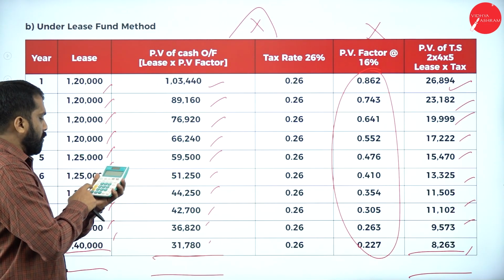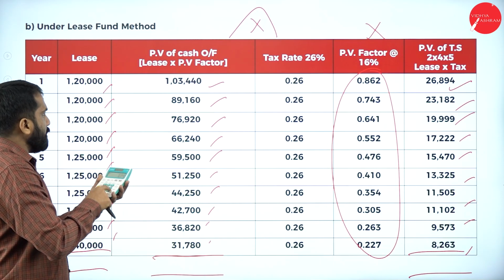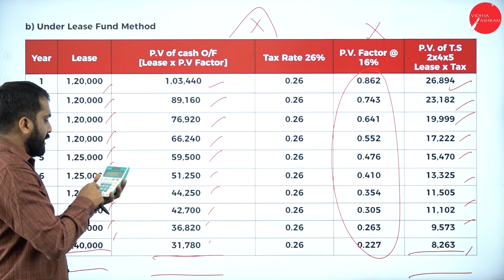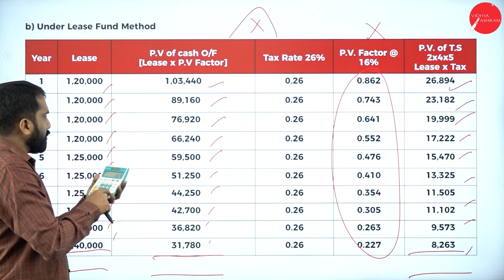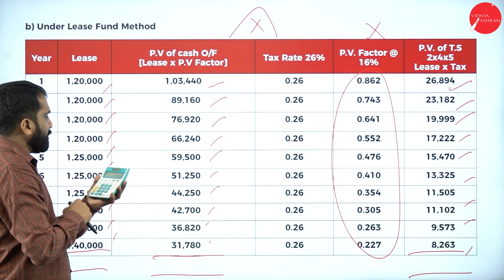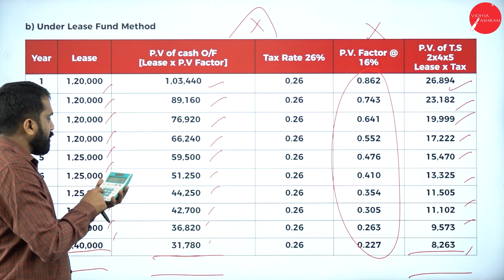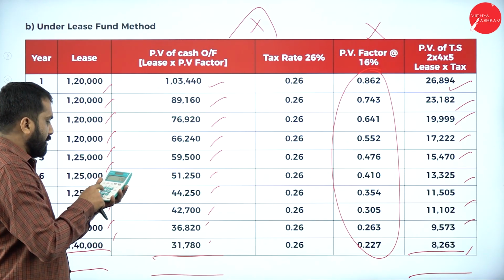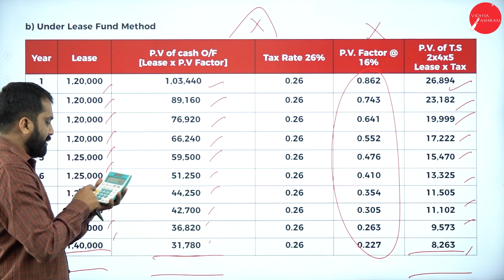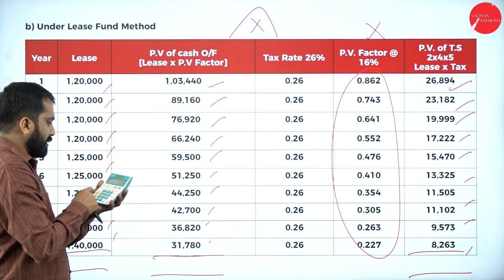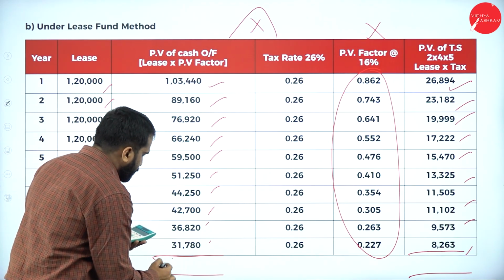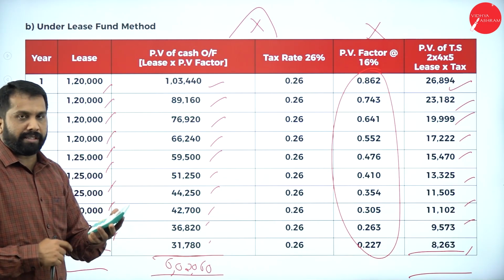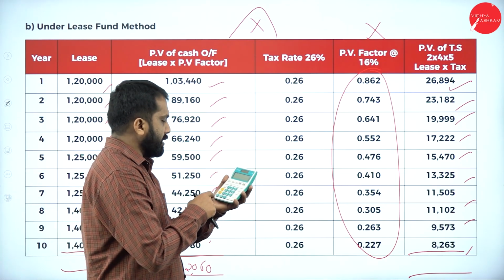103,440 plus 89,160, 76,920, 66,240, 59,500, 51,250, 44,250, 42,700, 36,820, 31,780. I got around 6,02,060.